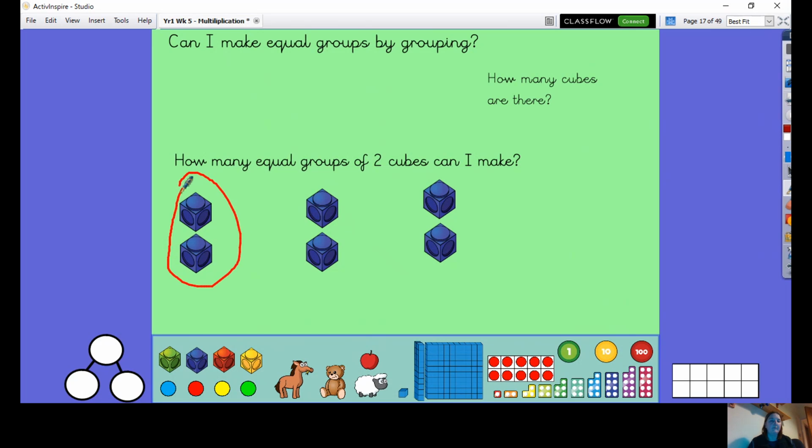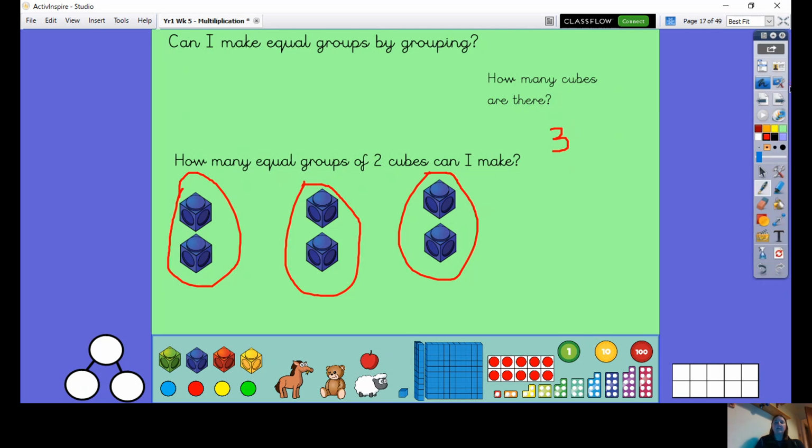I've got 1, 2, 3 groups. Okay, so how many equal groups? How many equal groups of 2 cubes can I make? 3.